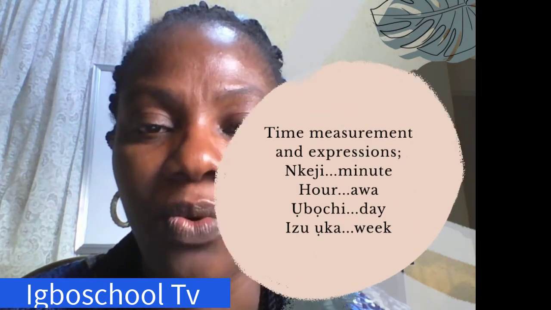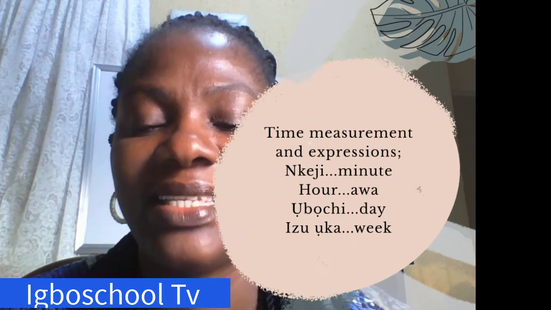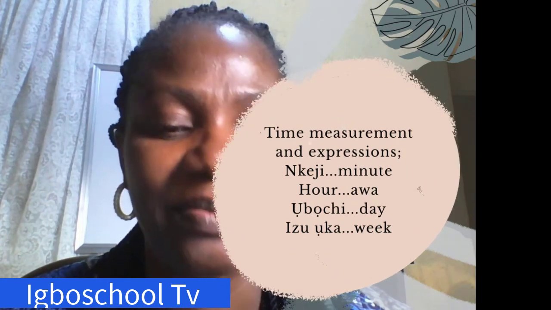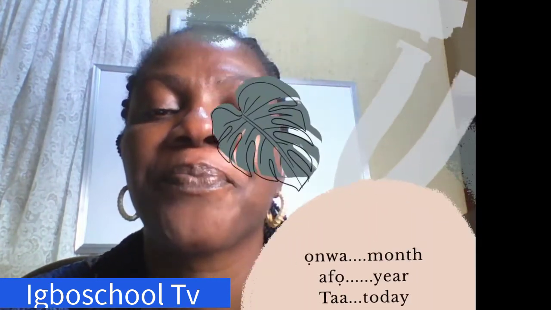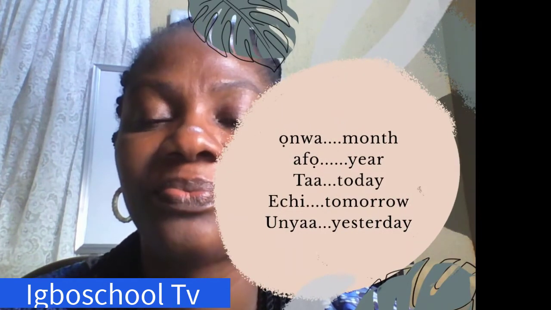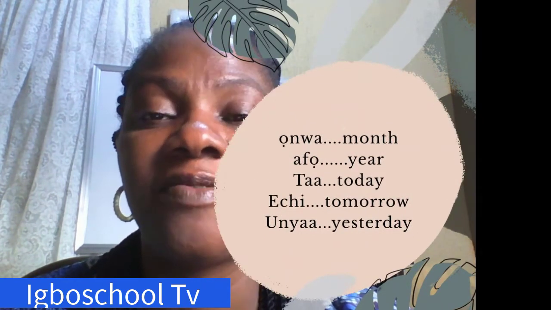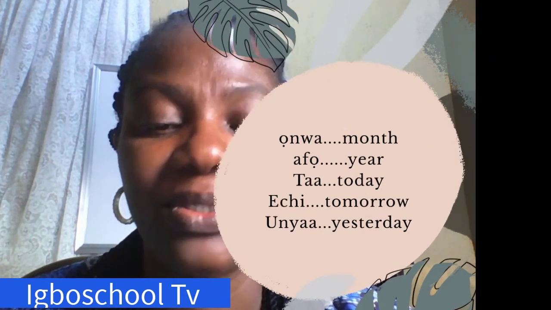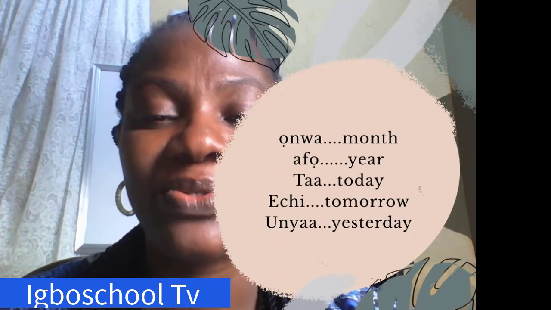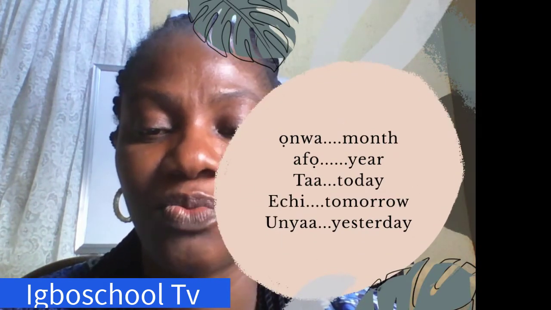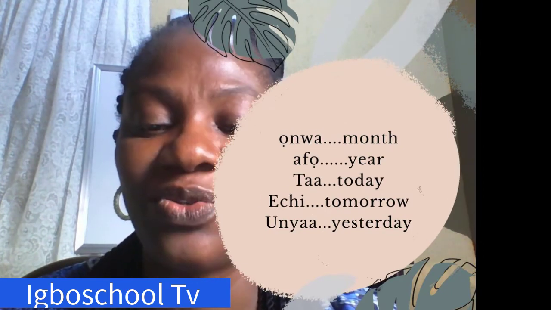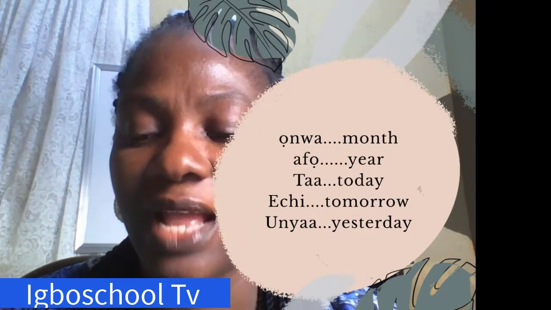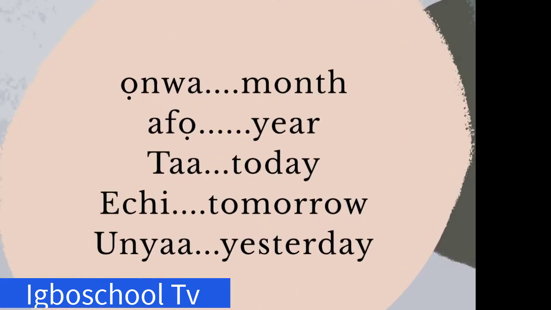So izuụka, week. When you're partying, you can say kọdị izuụka ọzọ, like I always tell you in class. Kọdị izuụka ọzọ. So izuụka, week. And then we have ọnwa. Ọnwa, month. Afọ, year. Ta, today. Some people say tata. Today, like we say here. Ta. Echi, tomorrow. Kọdị echi. See you tomorrow. Onya, yesterday. Yesterday is onya. So these are the expressions you have.